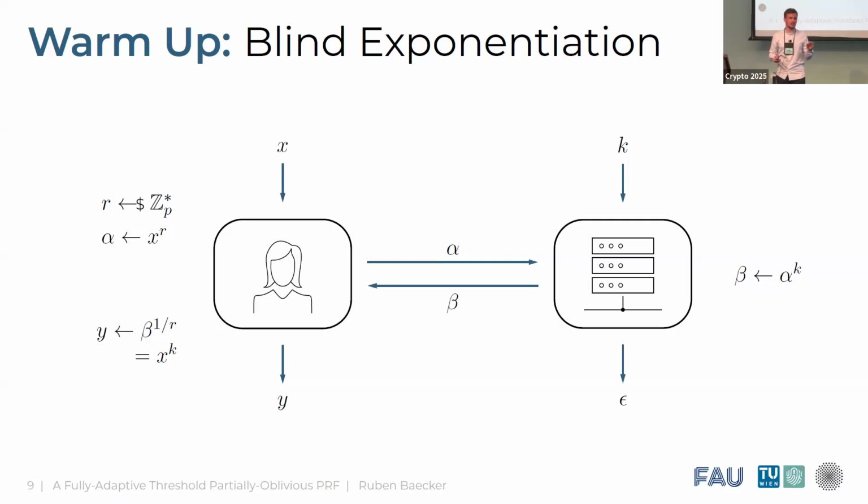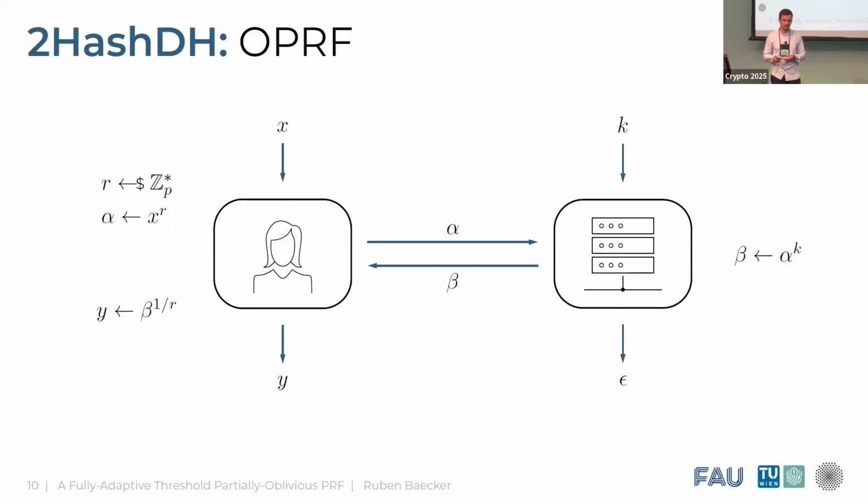So now the difference to the 2-hash Diffie-Hellman construction is just adding the two hash functions that are already in the name. The first one is added by the client. Before raising it to the secret exponent, it uses a hash-to-group function and hashes that input before raising it to K. Then everything on the server side just stays as is. So it still just raises it to K. But then before returning the final value, the client hashes it once again together with the input. Okay, now we have an OPRF.